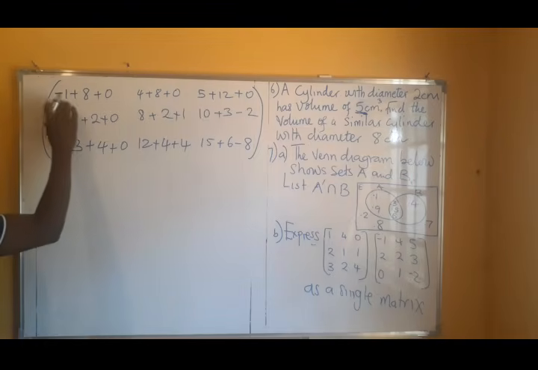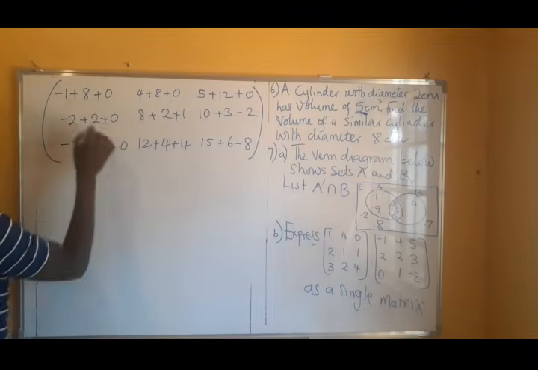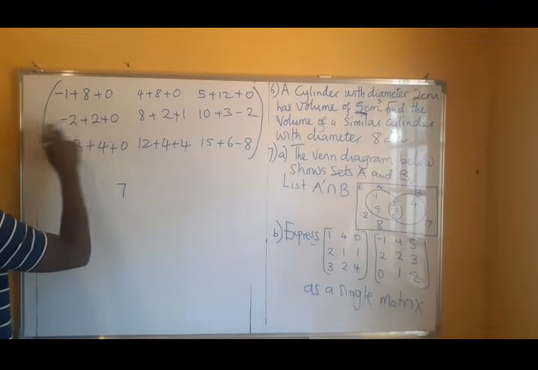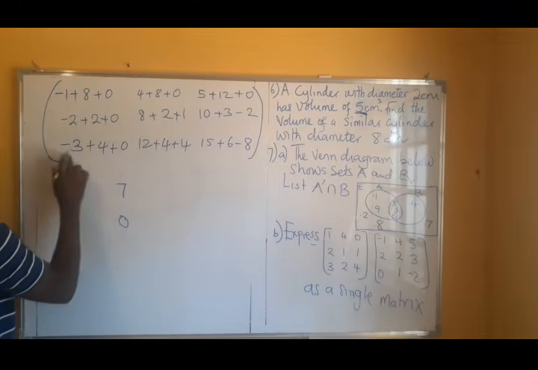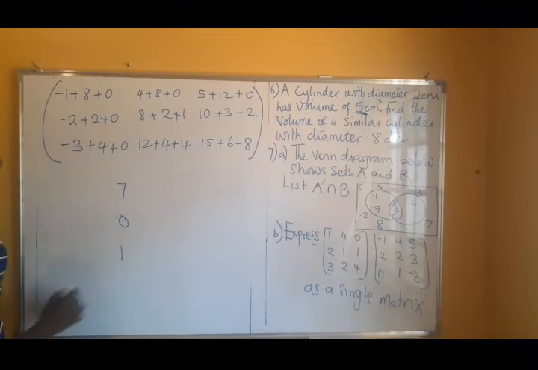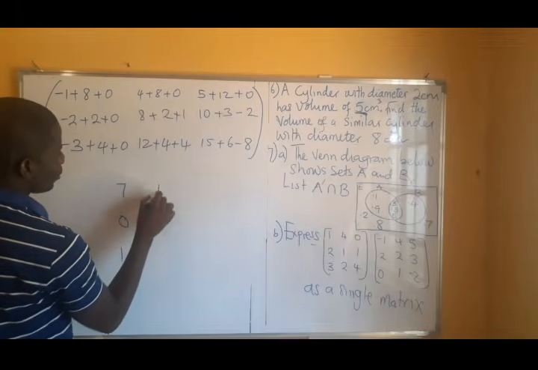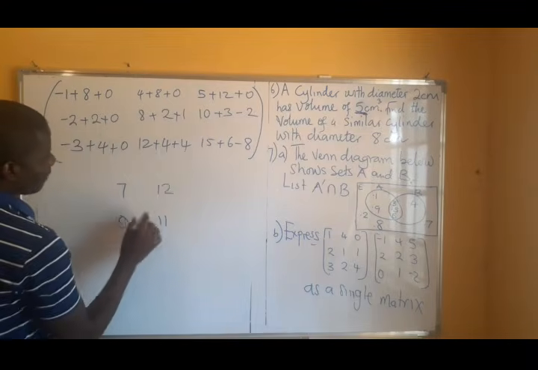So the first one, how do we get negative 1 plus 8? Here we're getting 7. What are we going to get here? This is going to give us 0. Here we're going to get 1. When you add these two, what are you getting? You're getting 12. When you add these ones, you're getting 11.